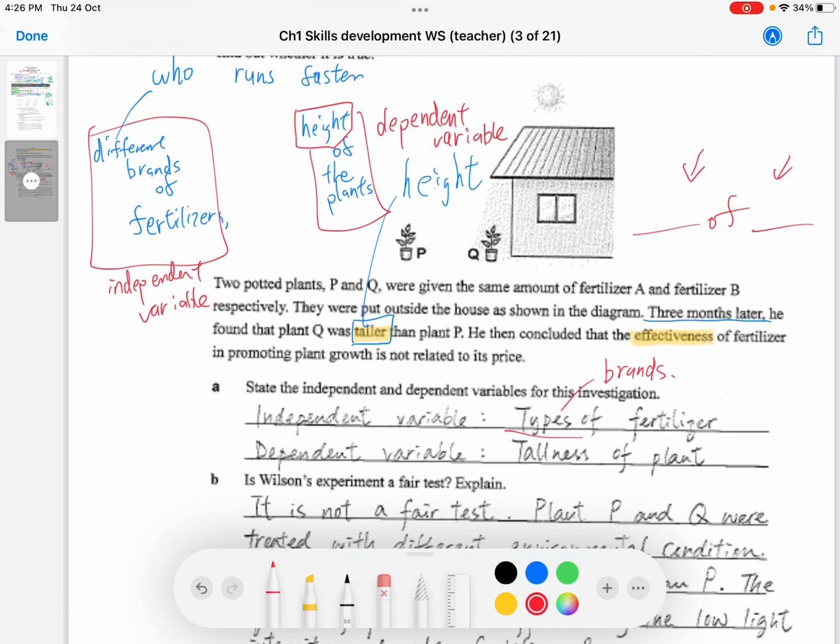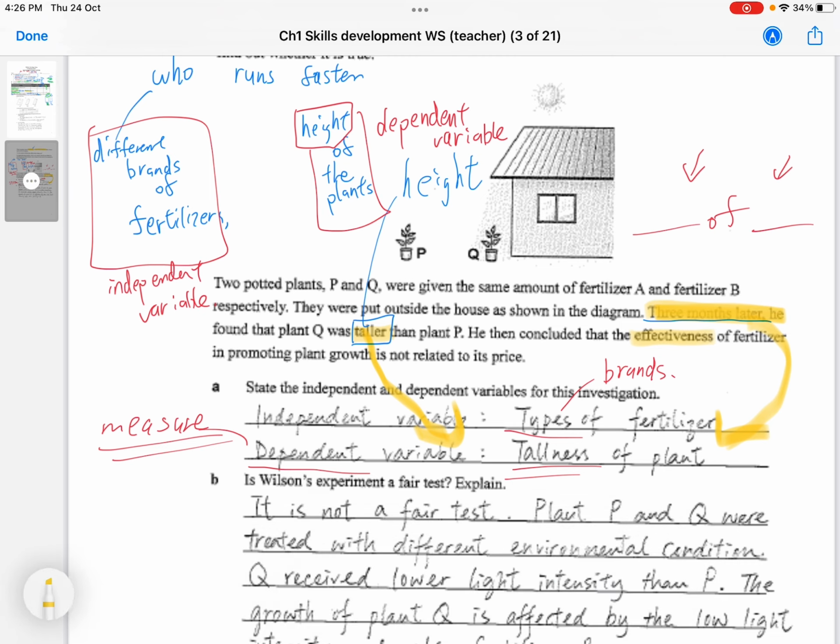And then the other one is that the dependent variable is about what you can measure. 量度到啲咩，從而知道嘅 result. And now because is measuring the height or the tallness of the plant after 3 months. That is some information you highlight here. Okay? And this is the dependent variable. Something you can measure. Oh, and finally, it's about the control variable.